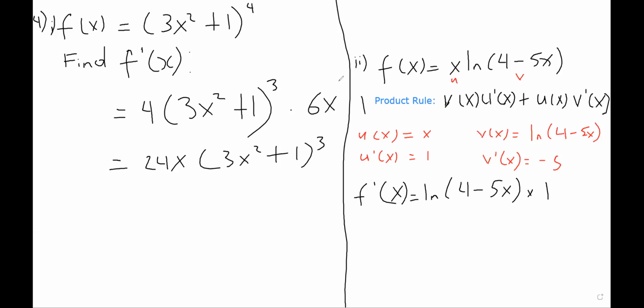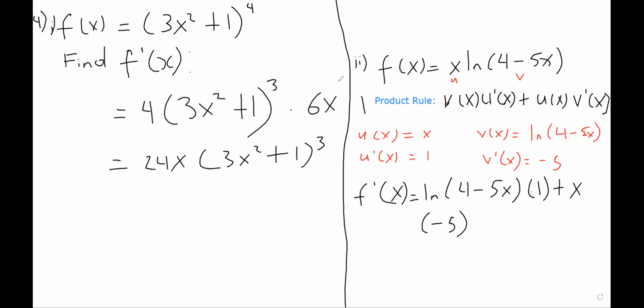Plus, I'm just going to fix this up neat for you so it doesn't look that confusing. All right, let's put this in brackets. Times 1, plus our first function, which is x, multiplied by the derivative of our second function. And our derivative of our second function is also at the top, which is equal to negative 5, right?